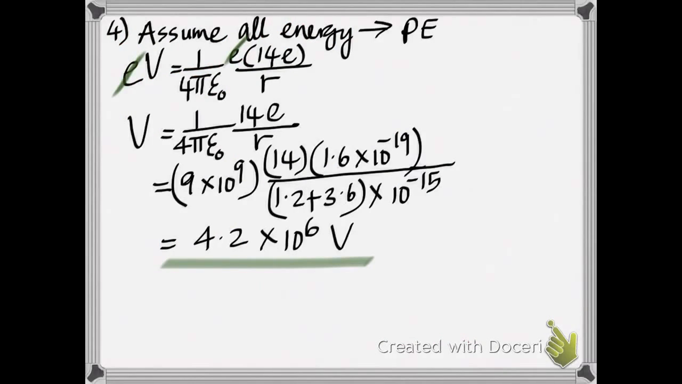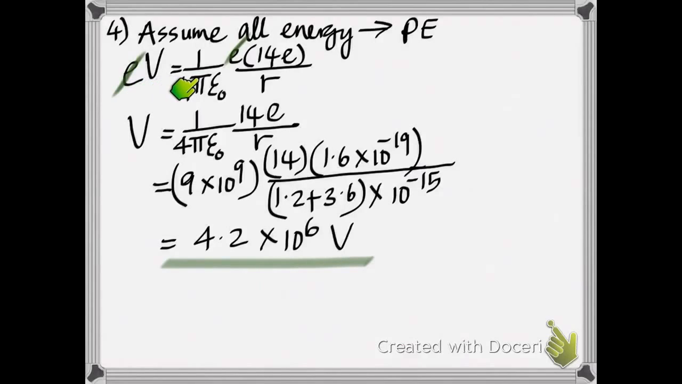In number 4, you have to find out what voltage must be used to accelerate a proton so that it has sufficient energy to just touch a silicon nucleus. Now, assuming that all the energy is potential when it just touches, we know that the work done, or the kinetic energy that it had before when it was far away, is given by E times the voltage, where E is the charge of the electron.